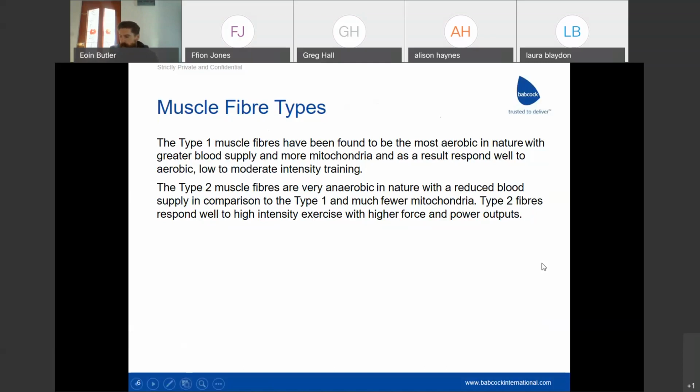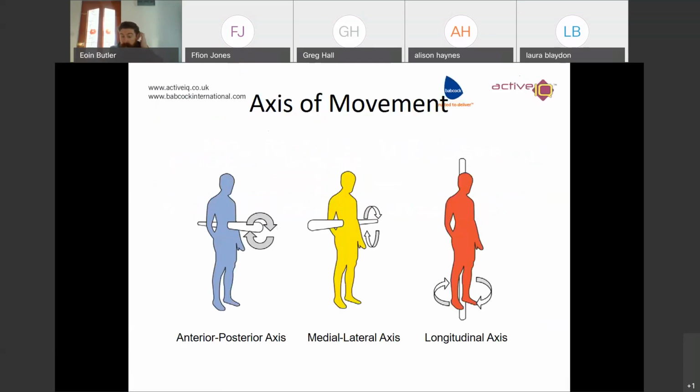What we're looking at now is our axis of movement and our planes of motion. When we look at axis of movement, we've got 3 different axes of movement. First of all, we've got the anterior posterior axis.